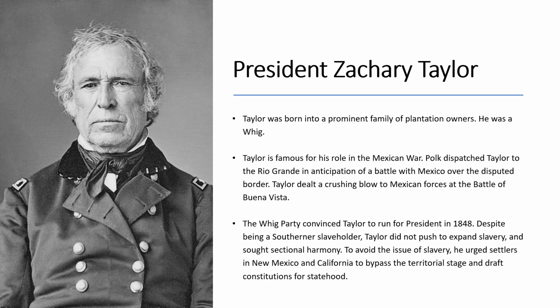Despite being a southern slaveholder, he doesn't push to expand slavery and does want harmony. That's his priority. To avoid the issue of slavery, he will urge settlers in New Mexico and California to bypass the territorial stage of applying for statehood and jump straight to drafting a constitution, and that will really set the scene for the 1850 Compromise.